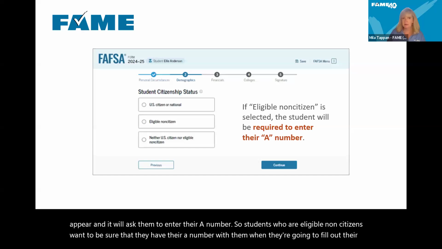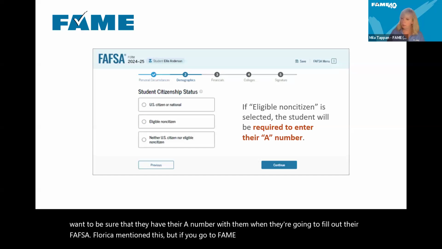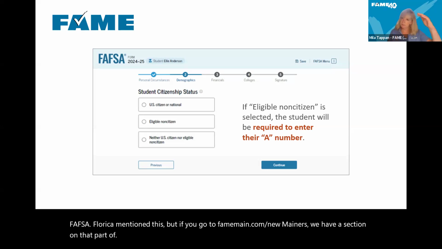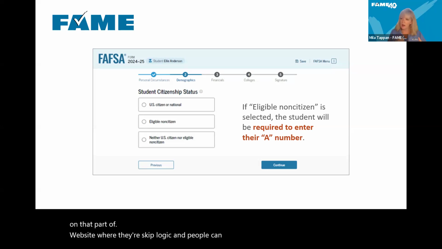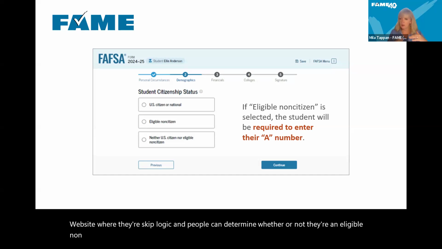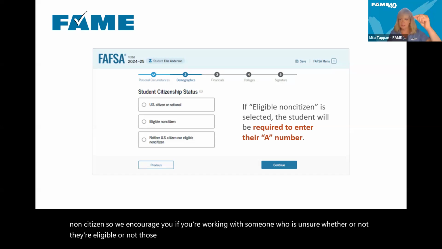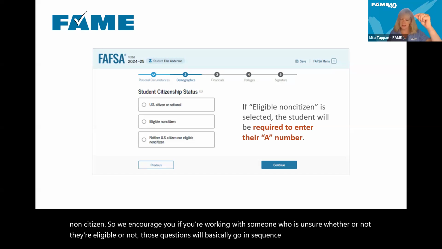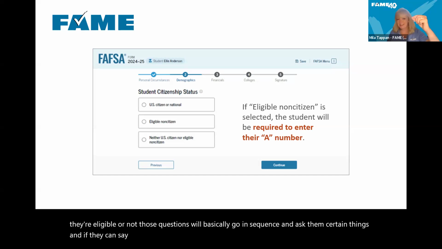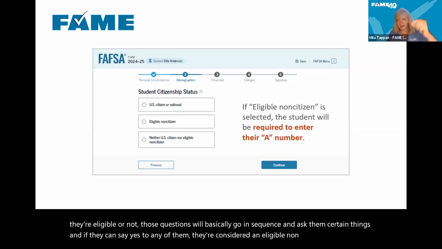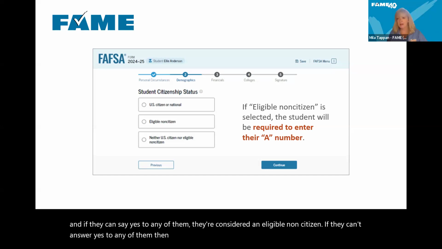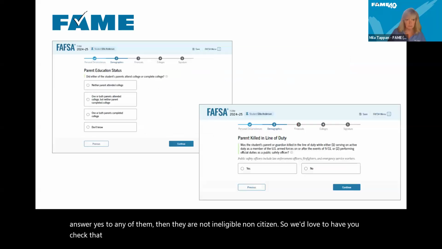Ulrika mentioned this, but if you go to famemaine.com/new Mainers, we have a section on that part of the website where there's skip logic and people can determine whether or not they're an eligible non-citizen. So we encourage you, if you're working with someone who is unsure, those questions will go in sequence and ask them certain things. If they can say yes to any of them, they're considered an eligible non-citizen. If they can't answer yes to any of them, then they are not an eligible non-citizen. So we'd love to have you check that out.